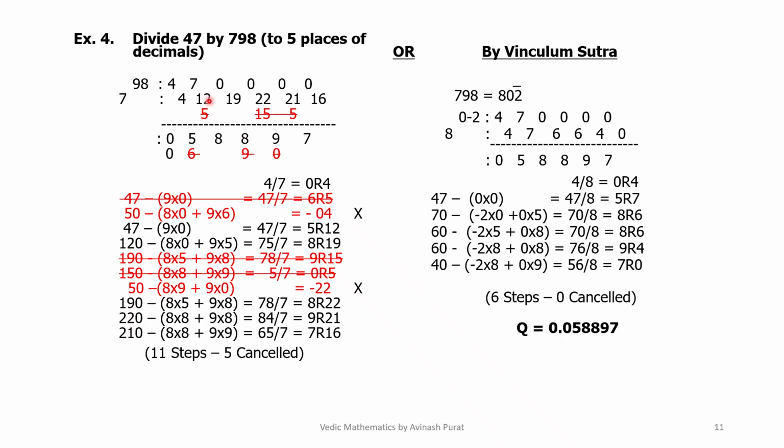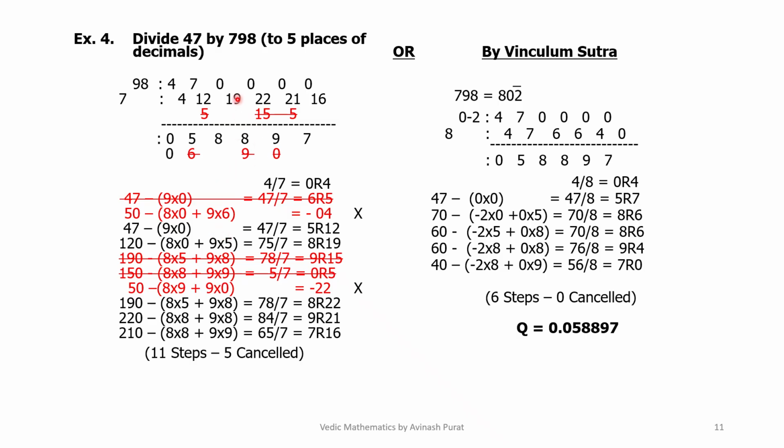12 as remainder. Now when we consider 12 as remainder, 120 minus (8 into 0 plus 9 into 5), that is 45. 120 minus 45 is 75, by 7, that is 8 is the quotient and 19 is remainder.